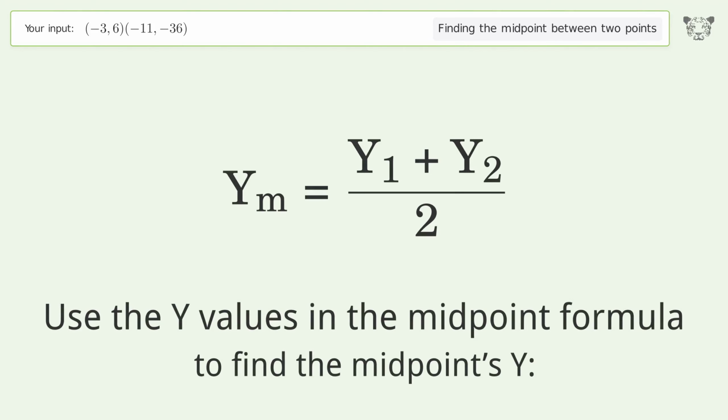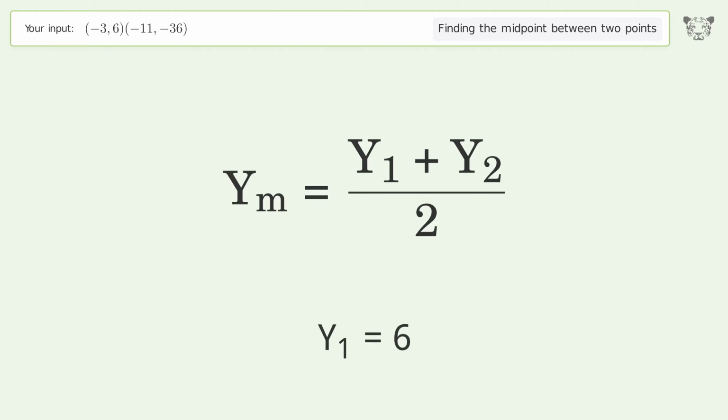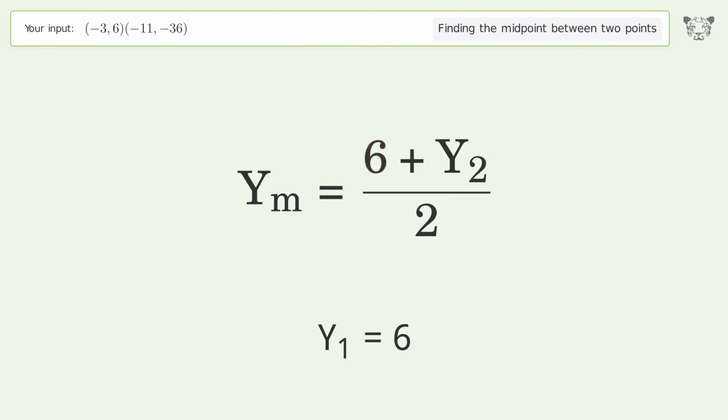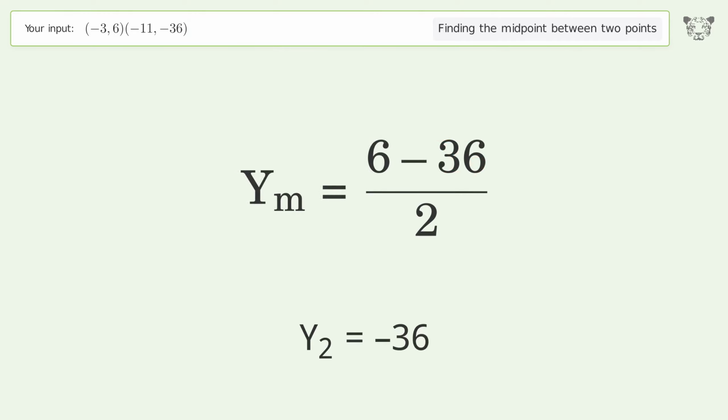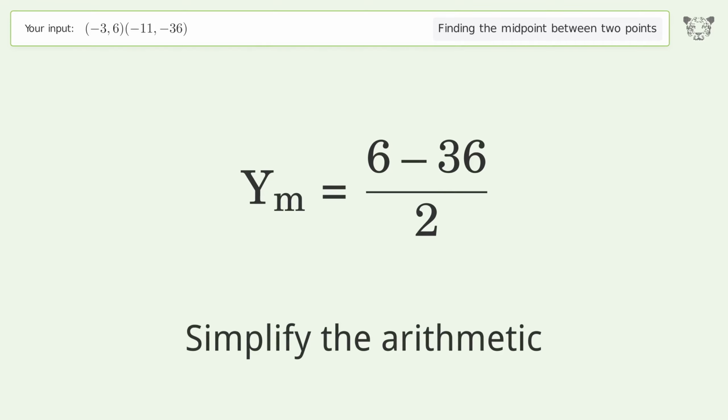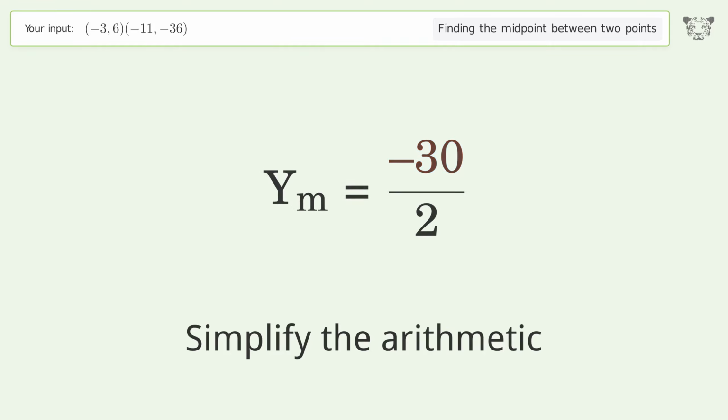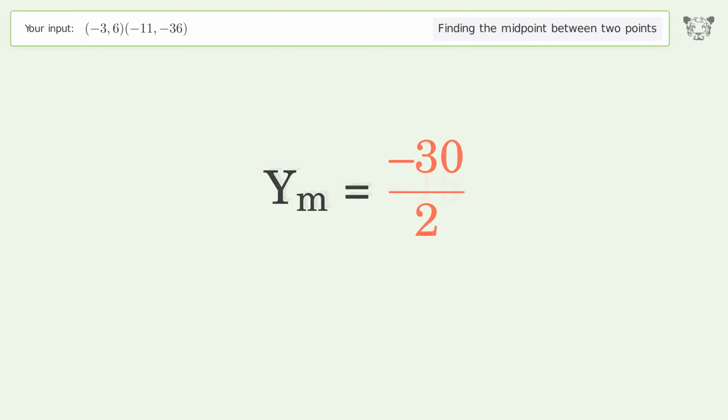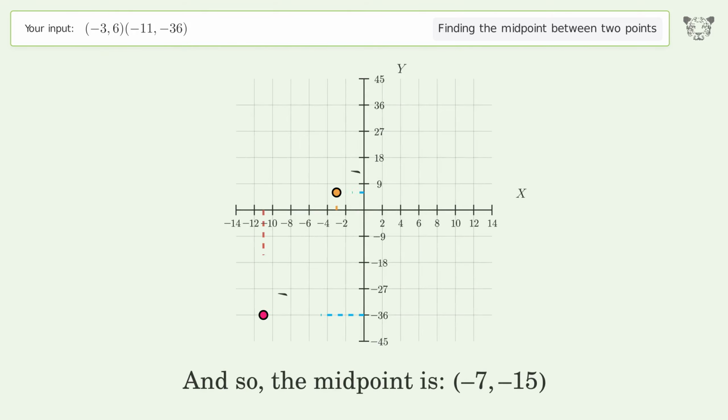Use the y values in the midpoint formula to find the midpoint's y. y1 equals 6. y2 equals -36. Simplify the arithmetic. And so, the midpoint is -7, -15.